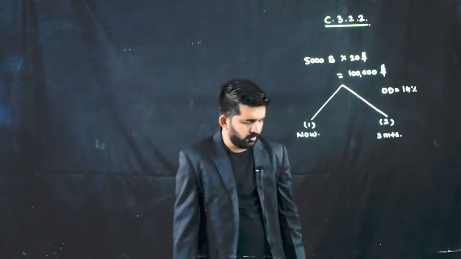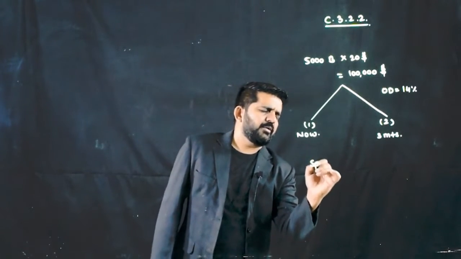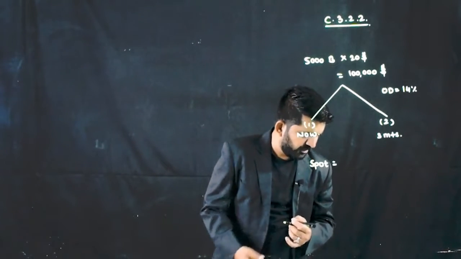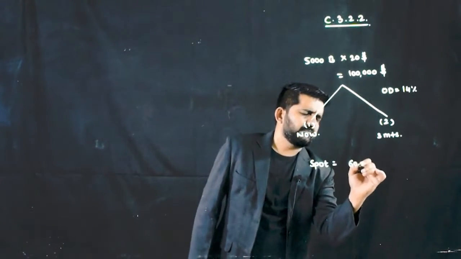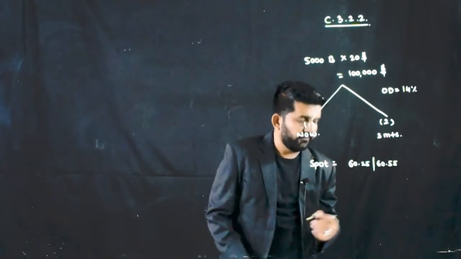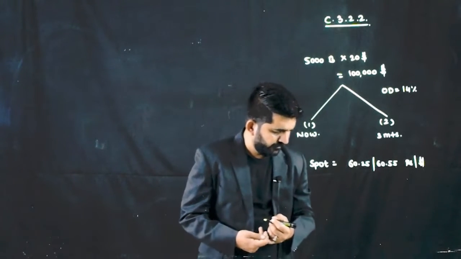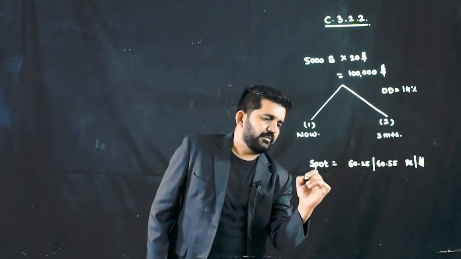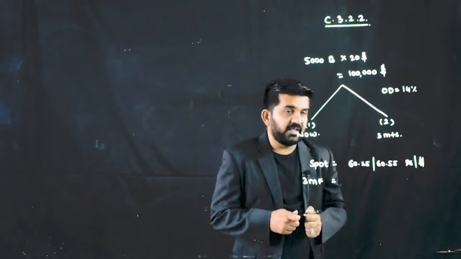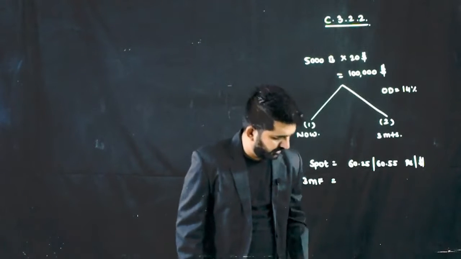The rates are as follows. Let us write down the rates. Spot rate is 60.25, 60.55 rupees per dollar. This is a spot rate. 3 month swap. I'll be getting 3 months forward from it. If they are decreasing in order, I will be subtracting the figure.